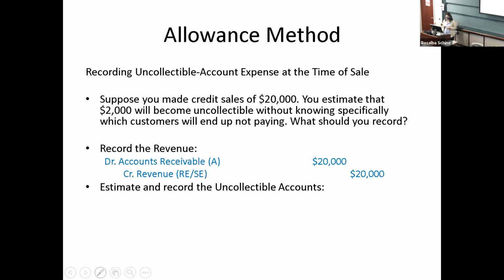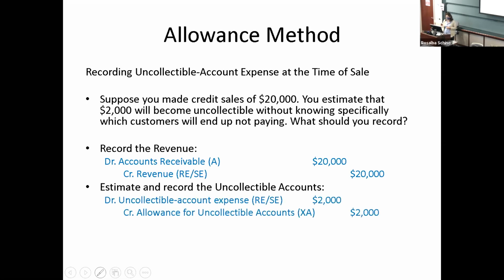You first record the revenue. So you increase the accounts receivable and increase revenue by $20,000. And then you book an uncollectible account expense and an allowance for uncollectible accounts. What is the XA here? What does that stand for?